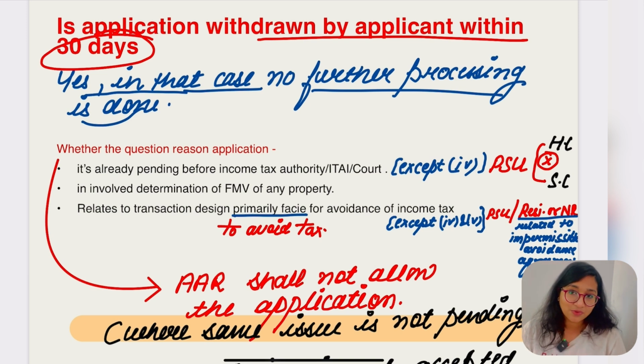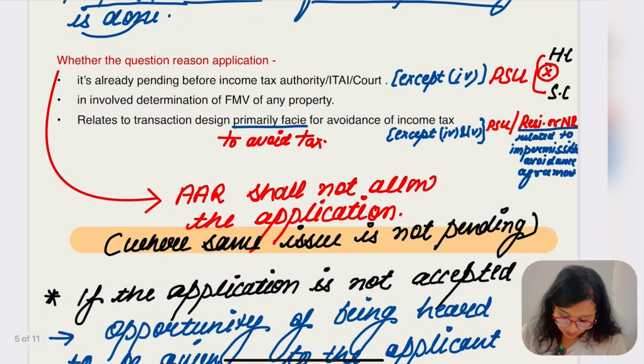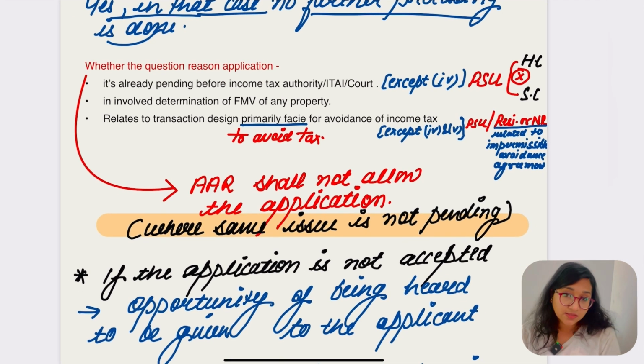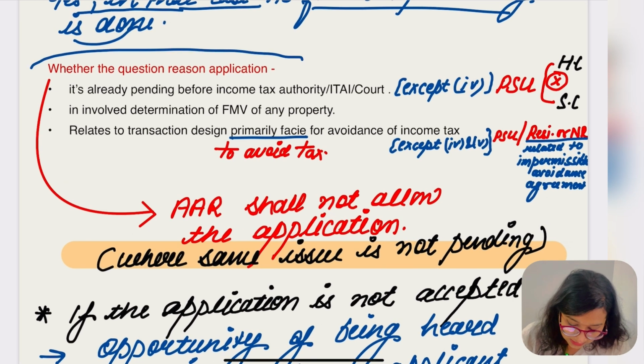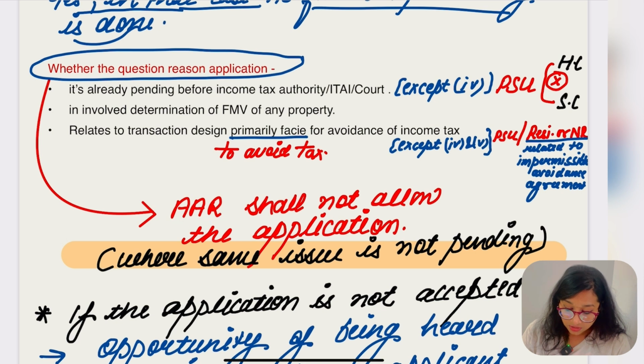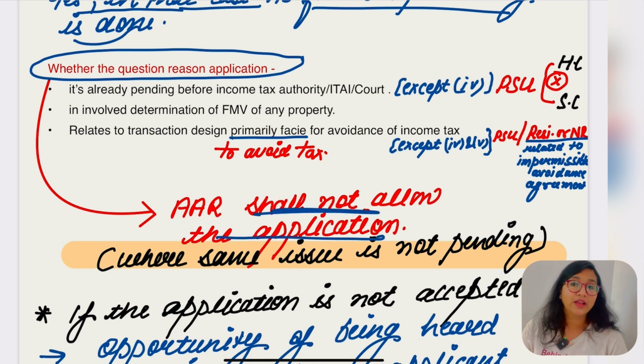Obviously, once the person has withdrawn his application, why should further proceedings be done? No, right? But there are some cases where the application cannot be accepted, where the AAR, Authority for Advance Ruling, shall not allow the application. Let's find out what those are.